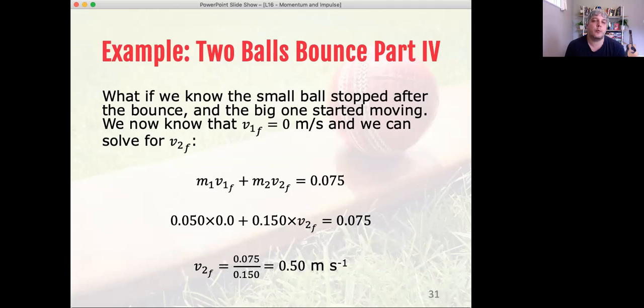So what if we know the small ball stopped after the bounce and the big one started moving? Then we know that v1f is 0, and we can solve for v2f, and that would give us the v2f of 0.5 meters per second. So if the small ball stopped, then the second ball, according to the law of conservation of momentum, would have to start moving at 0.5 meters per second.